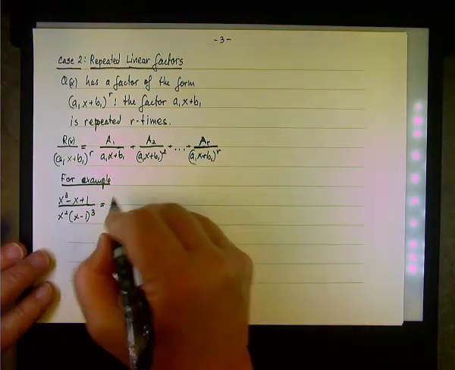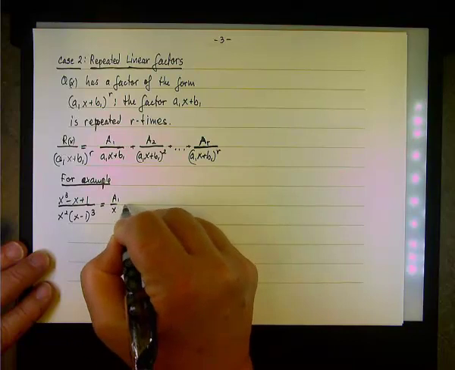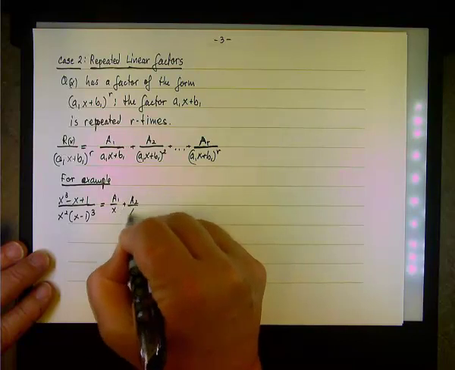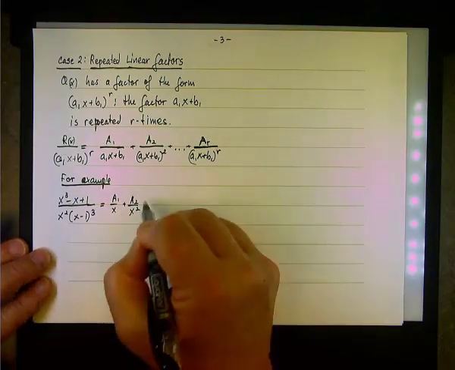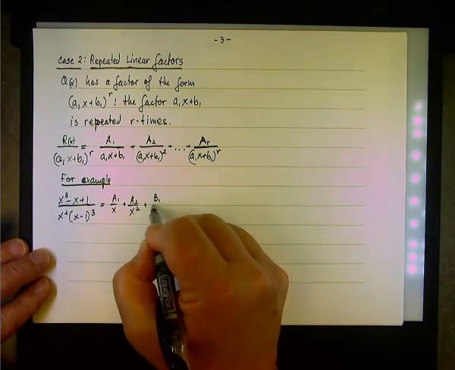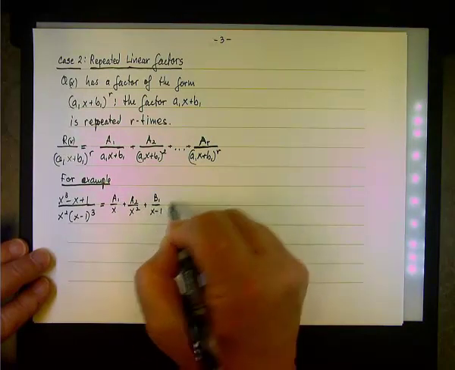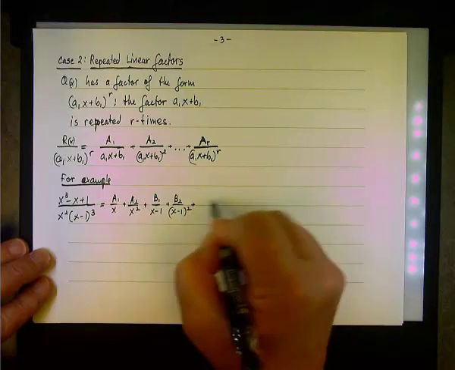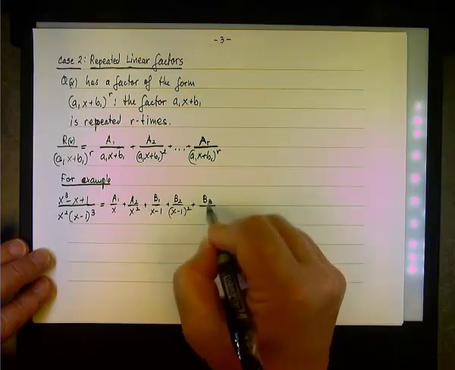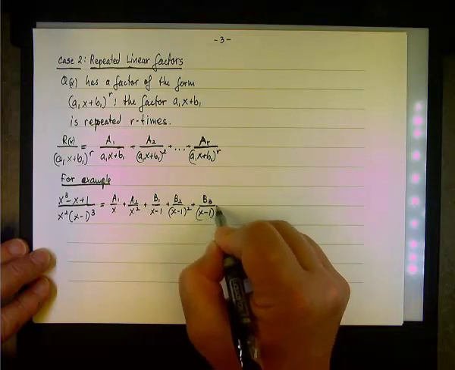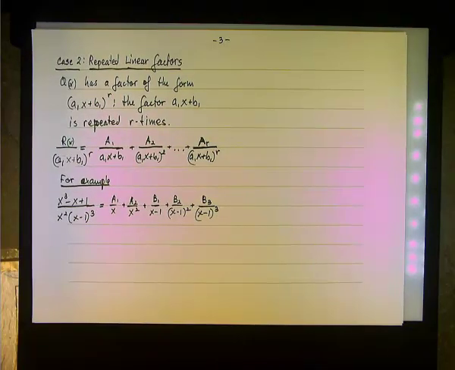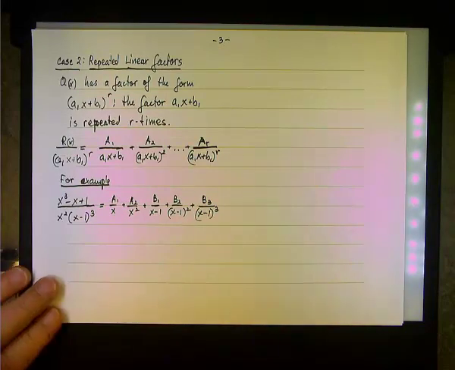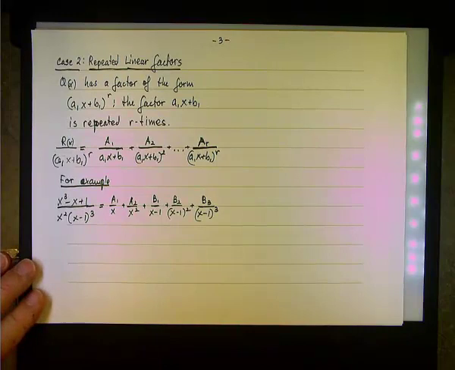So we're going to break it down as A sub 1 over x plus A sub 2 over x squared. We are done with the first linear factor, and we'll do B sub 1 over x minus 1 plus B sub 2 over (x minus 1) squared, and B sub 3, in this case r equals 3, over (x minus 1) cubed.